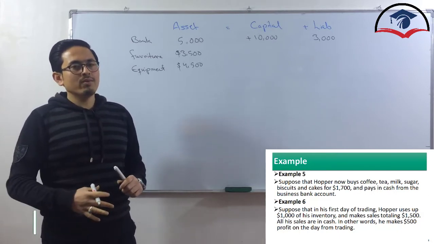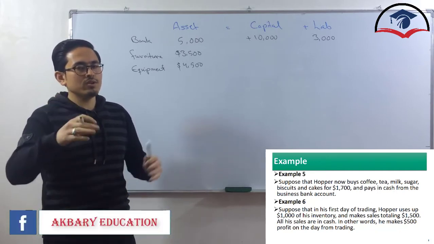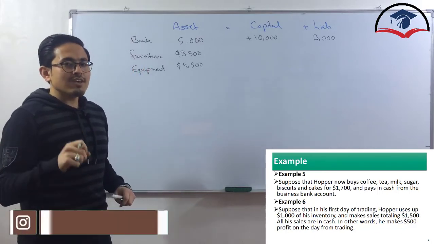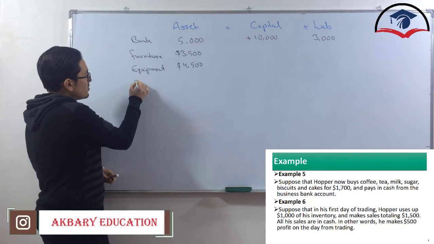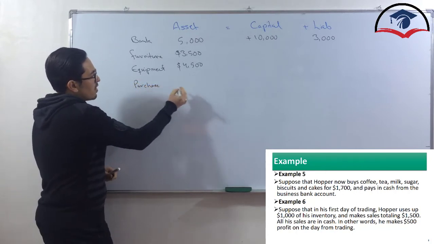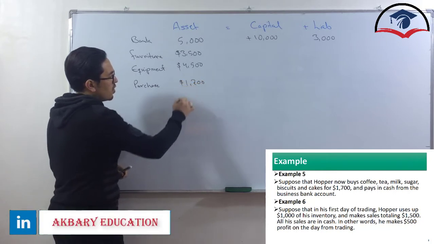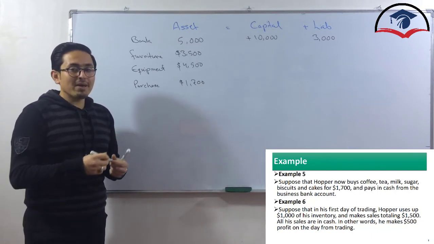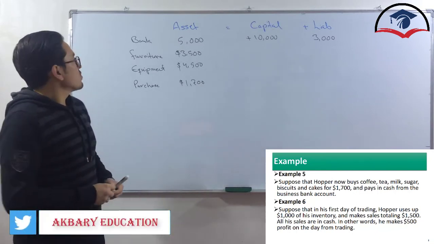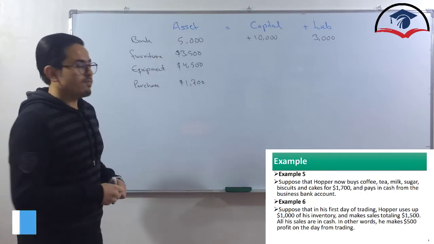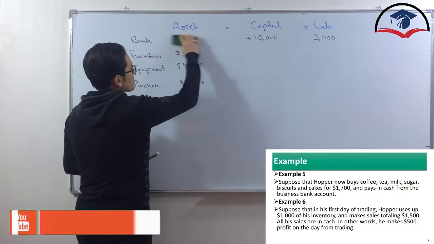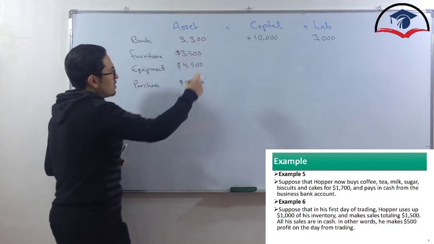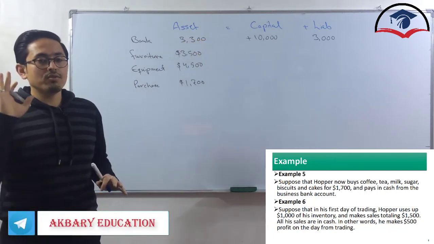But for the meanwhile, we will consider that $1,700 of inventory as a purchase, as an expense to the business. He purchased some inventory of $1,700. So the level of purchases or inventory is $1,700. There is an increase in assets of the business, but he has paid that amount from his bank account. So if we deduct the $1,700 from 5,000, the remaining balance will be $3,300. Both sides are still $13,000.